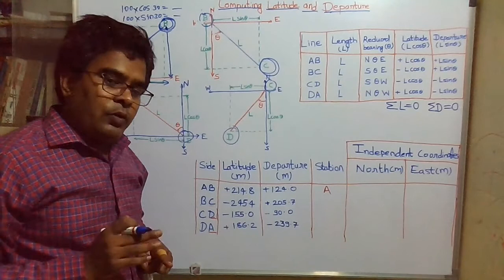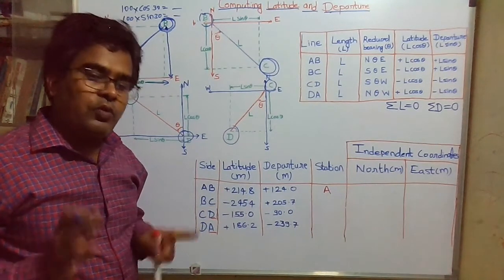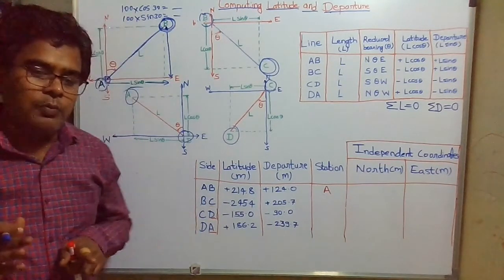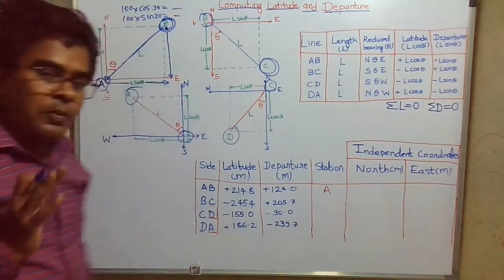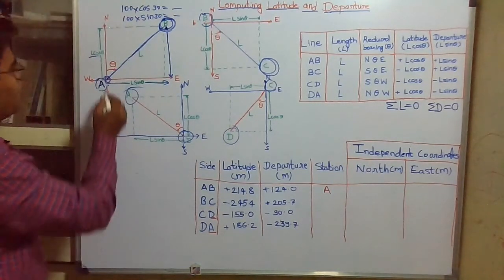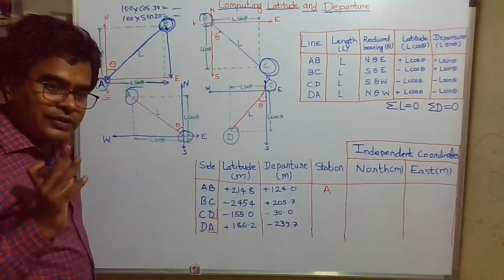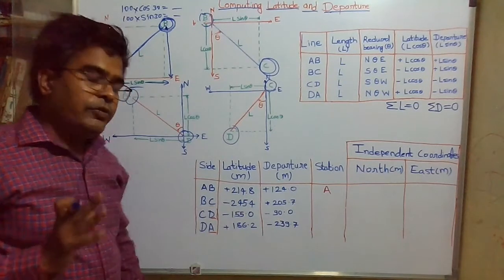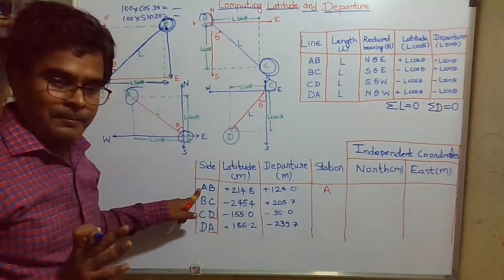We find out the coordinate of each point with respect to one common origin. Generally we select the origin as the first point of our traverse. Here the first point of our traverse is A, so we consider it as the origin, and we have to assume some coordinates for point A.